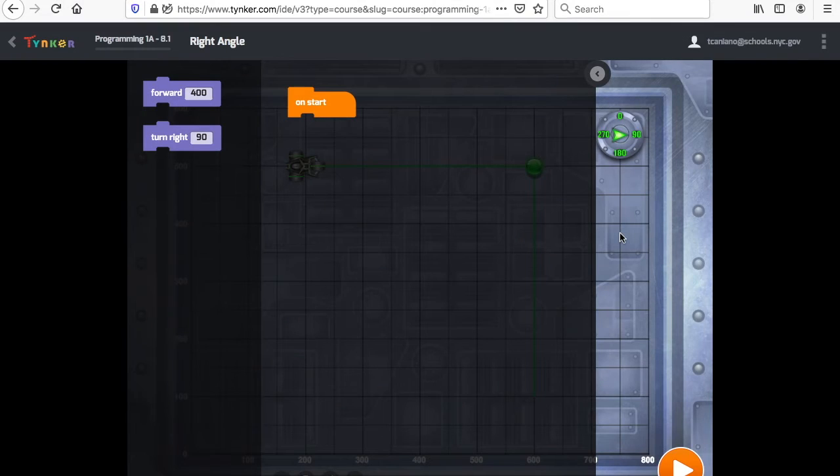Okay, so now we have two blocks. We have move forward and we have turn right. Okay? And we have to tell the computer how much to move forward and how many degrees to turn right. So we're going to move forward and we're going to turn right by 90 degrees. And when you do a 90-degree turn, that looks like the end of a square, 90 degrees. So it looks like a turn at one end of a square. So you move forward and you turn, and then you're going to move forward again.